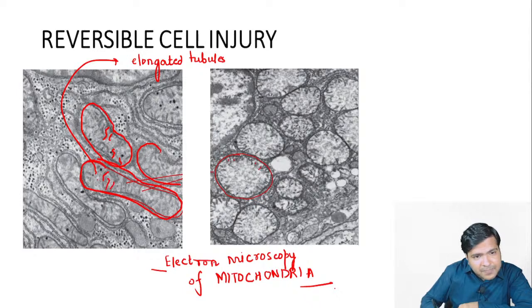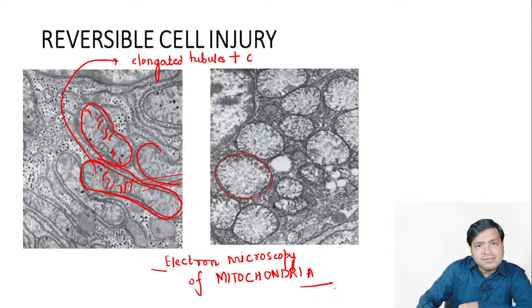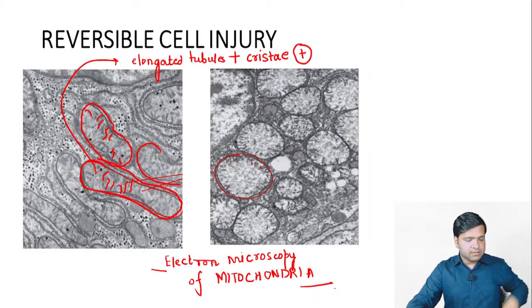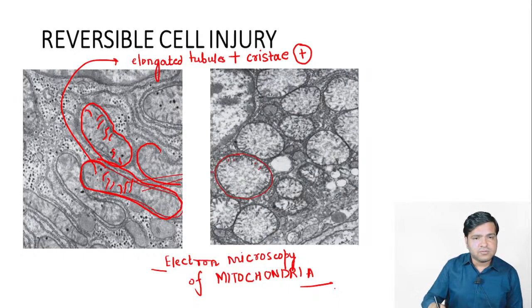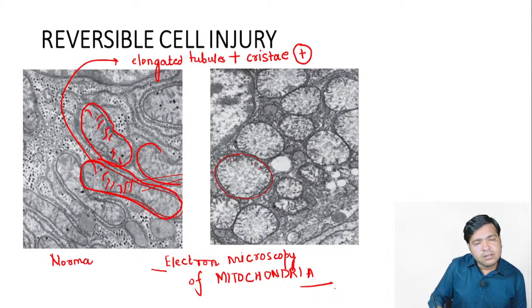That is called crista. In this microscopic image you can see the presence of crista, or cristae, that are very well seen in the electron microscopy. So yes, it is the picture of a normal mitochondria.